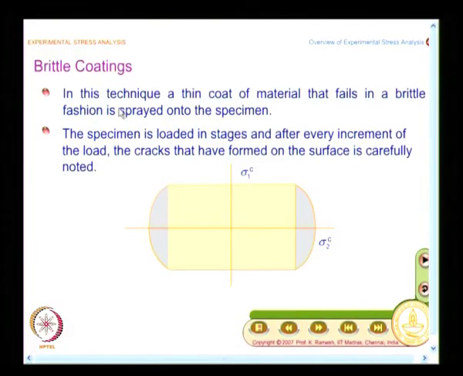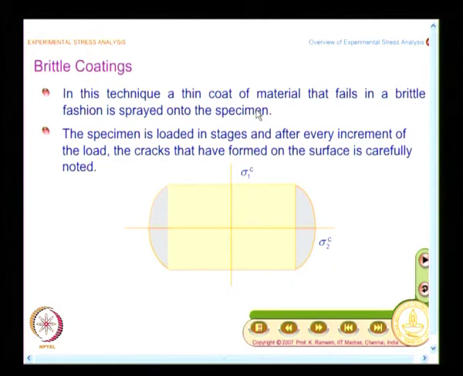So, in such cases brittle coating is a first step, and the name itself signifies, in this a thin coat of material that fails in a brittle fashion is sprayed onto the specimen. So, the name indicates you have a brittle coating. So, you put a thin spray of material which fails in a brittle fashion.